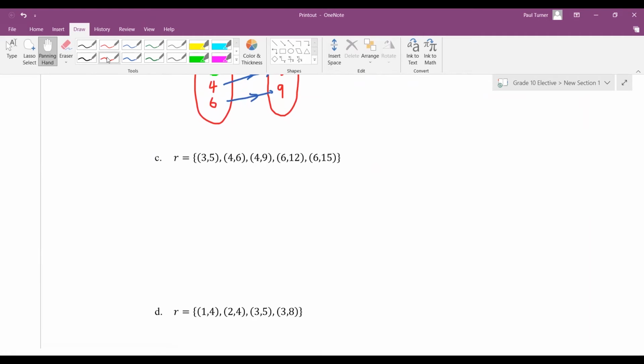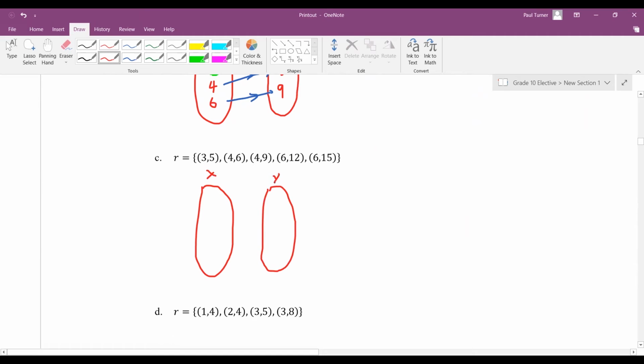So we make our 2 diagrams again, our circles. And label them. You can label them X, Y. That's what we normally use. So we've got 3, 4, 6. So your X value, 3, 4, 6. So we put them in: 3, 4, 6. And we have 5, 6, 9, 12, 15. Like that. And then we match up.